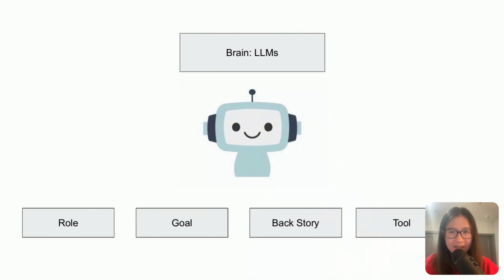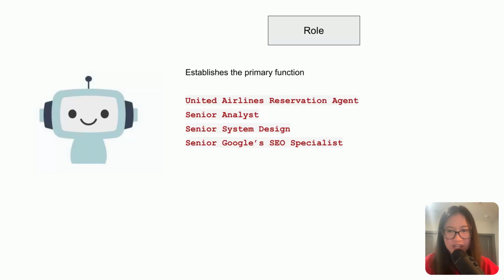Let's take a look at this agent. We've identified three key functions for our agents. They are role, goal, and backstory, and each agent is equipped with multiple different tools. Let's get into each function.